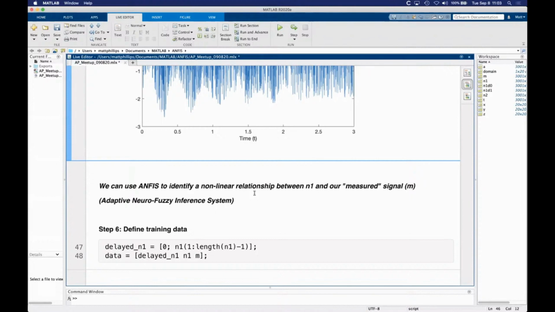We're not going to delve into how that works or the mathematics behind it. We'll keep it very, very simple. But what we're going to do is feed in our original noise signal with our measured information signal, and try to calculate that nonlinear relationship between the two with an aim to pull out a clean set of data.